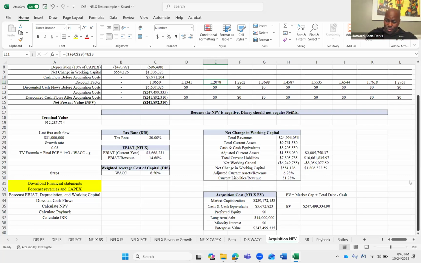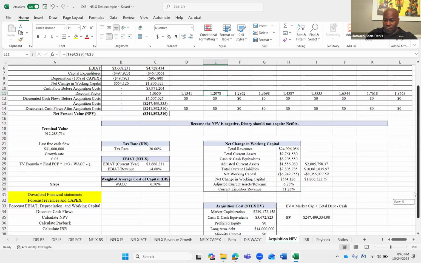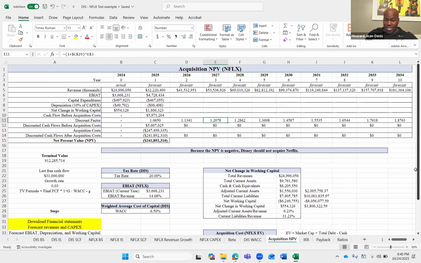So in this table, you see that's what I already did. It gives you this number here. So Netflix's enterprise value is 247,499, and that's what Disney would have to pay to acquire it. So that number is here. That means that your first year forecasted free cash flow will be, in this case, negative, but you'll see a DCF with this number at year zero, which makes a lot of sense as well.